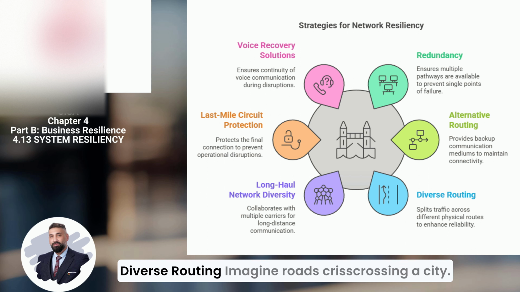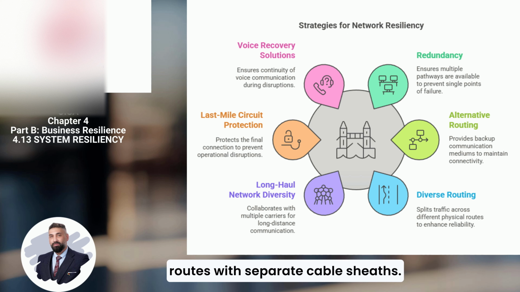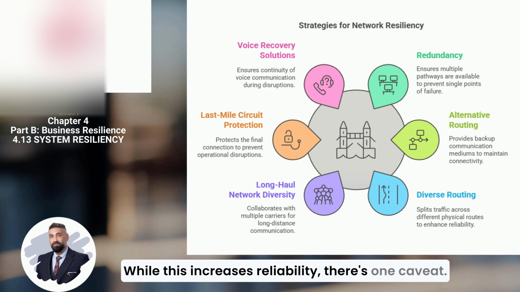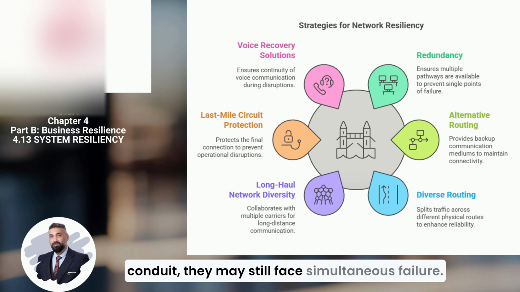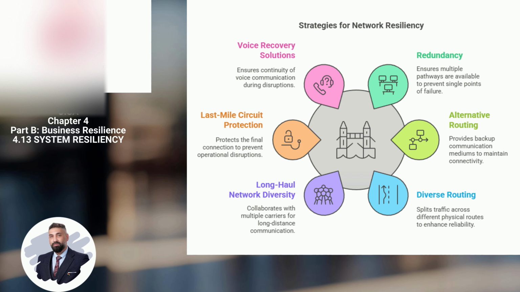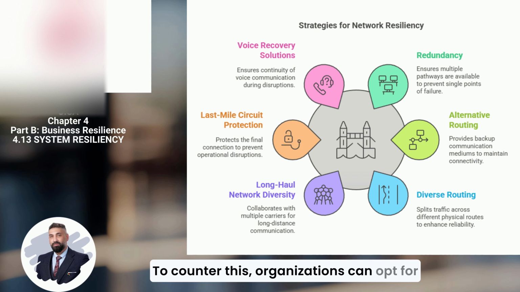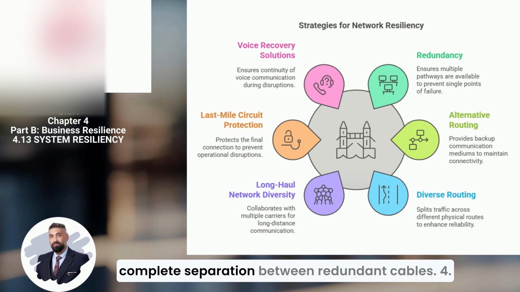3. Diverse routing. Imagine roads crisscrossing a city. Diverse routing involves splitting traffic across multiple physical cable facilities or even using duplicate routes with separate cable sheaths. While this increases reliability, there's one caveat. If the cables share the same physical pathway, like being bundled in a shared conduit, they may still face simultaneous failure. To counter this, organizations can opt for dual entry facilities into their premises, ensuring complete separation between redundant cables.